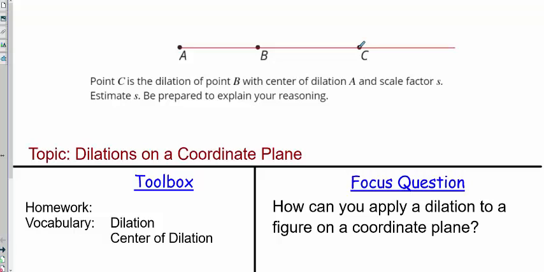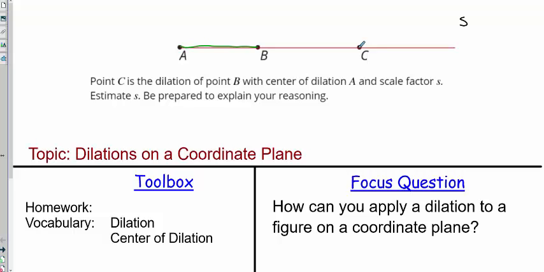What is the scale factor? The scale factor is S, so what could the scale factor be? There's a couple ways of thinking about this. We could get a ruler and measure these distances. We could get a piece of paper and draw a line on it. I'm going to do that. I'm just going to draw a line.